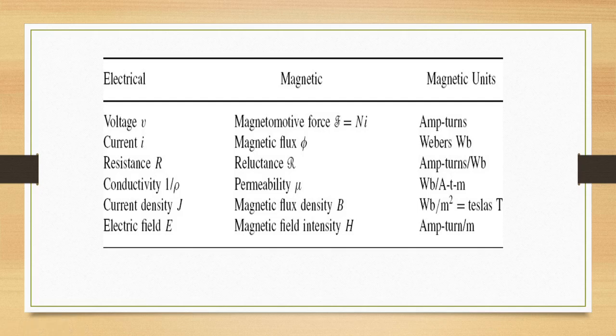Resistance is analogous to reluctance in magnetic circuit and its units are ampere turn per Weber. Conductivity is 1 by rho, that is equivalent to permeability mu in magnetic circuits and its units are Weber per ampere turn meter. Current density J is similar to magnetic flux density B in magnetic circuits. Units are Tesla or Weber per meter square. Electric field E in electrical circuit is analogous to magnetic field intensity H in magnetic circuits and its units are ampere turn per meter. So these units are for magnetic terms here students, not for electrical terms. As we are dealing with magnetic circuits, I am telling the units of magnetic circuits only.